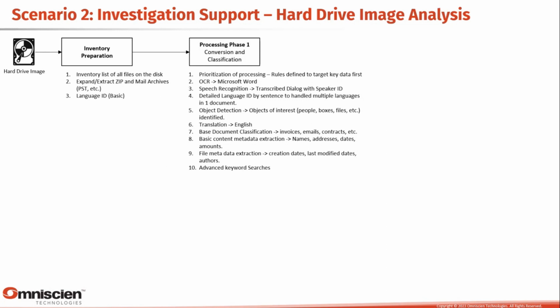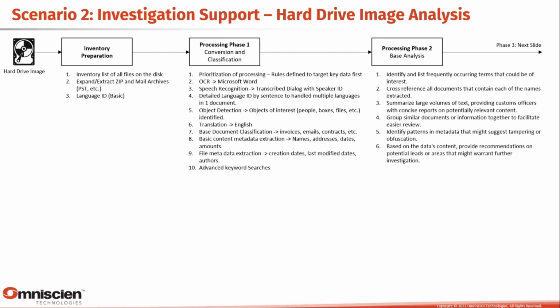Is there multiple languages in a document? Object detection. Can I see things that are interesting? Is there a box of documents in the corner of this photo? Are there people that I'm interested in this photo? Then translate everything in this case to English. Okay. Base document classification, invoices, emails, contracts, what are they? And basic metadata extraction like people, addresses, dates, amounts. Then file metadata. When was it created, modified? And maybe that by this stage, you can already start doing some pretty advanced keyword searches.